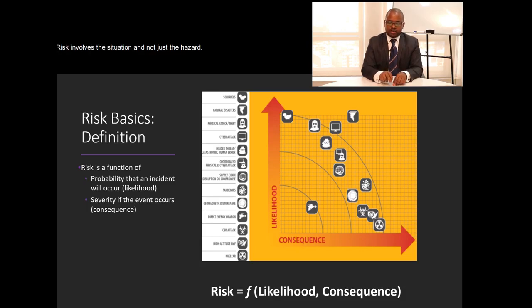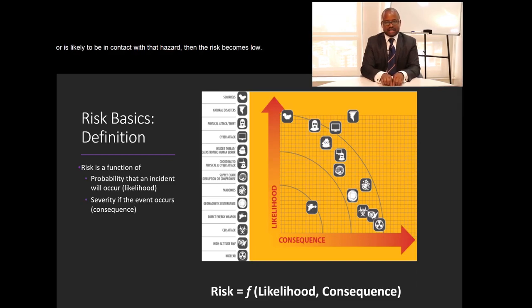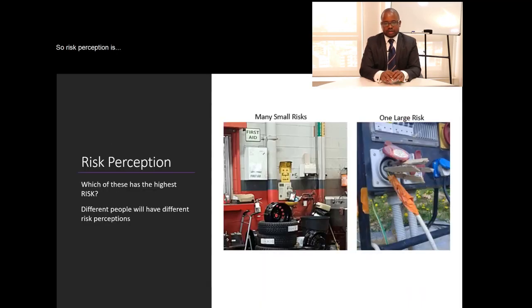Risk involves the situation and not just the hazard. The hazard is anything that can cause you harm. But if the situation is such that no person is going to be in contact, or is likely to be in contact, with that hazard, then the risk becomes low. But if the situation is such that there is likelihood of someone coming in contact with the hazard, then the risk goes high.